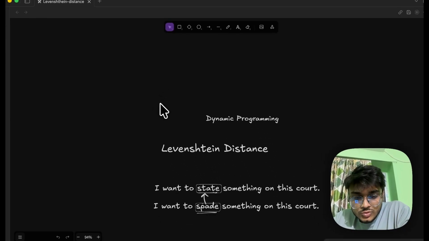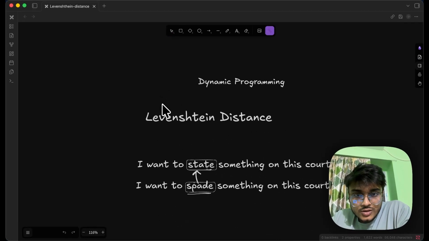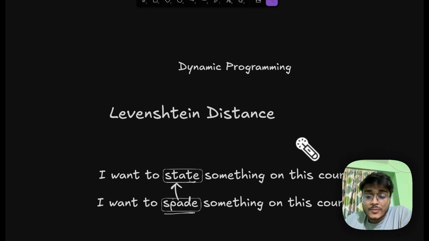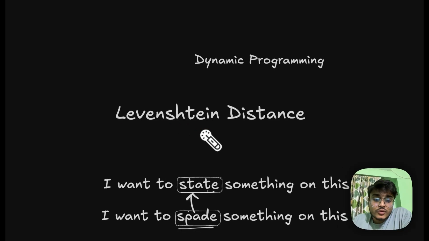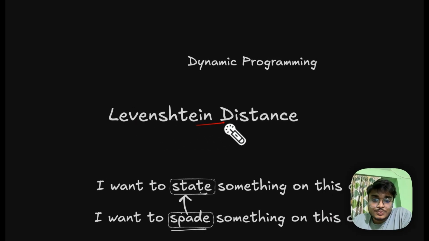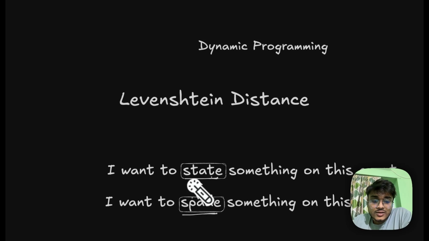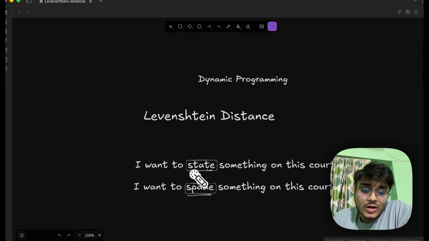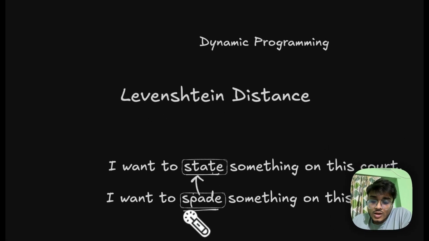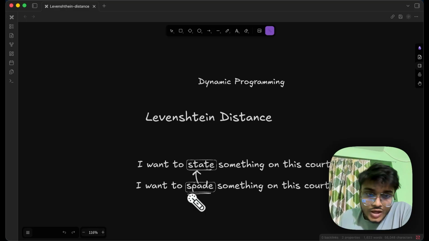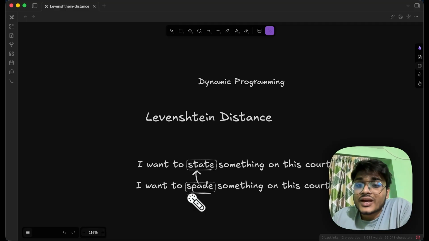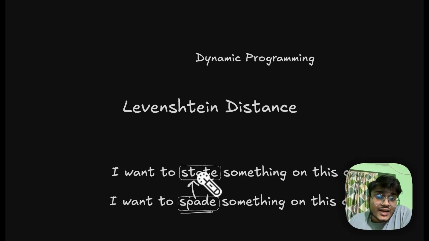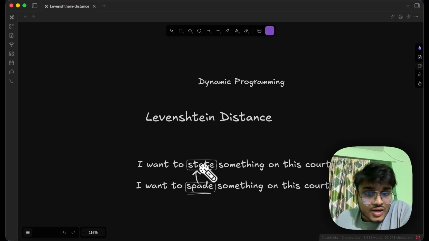So what we are going to do is talk about Levenshtein distance. Basically, if we wanted to find some errors in a particular string, let's say I wanted to type in Google "मुझे स्पेड लिखना था" and for some reason I typed "स्टेट", or "मुझे स्टेट लिखना था" and I accidentally typed "स्पेड".